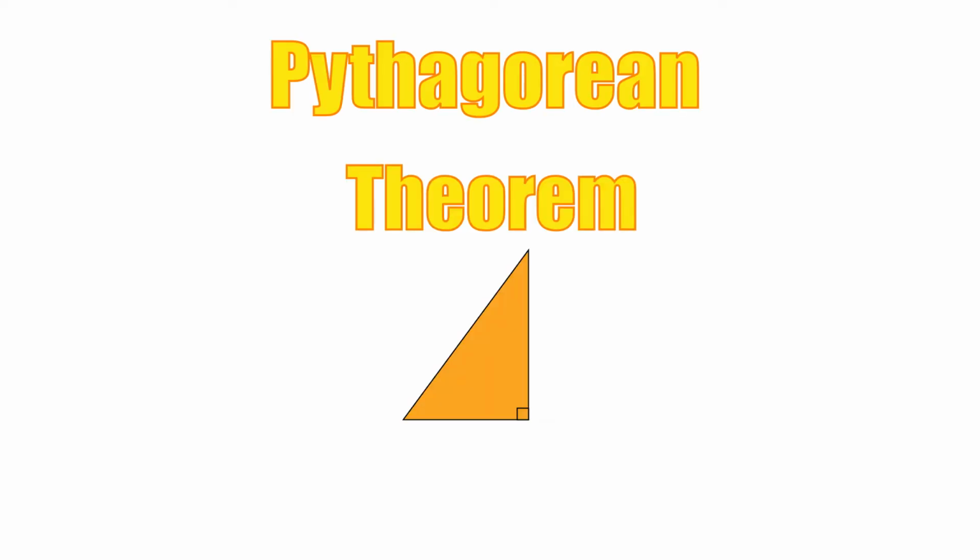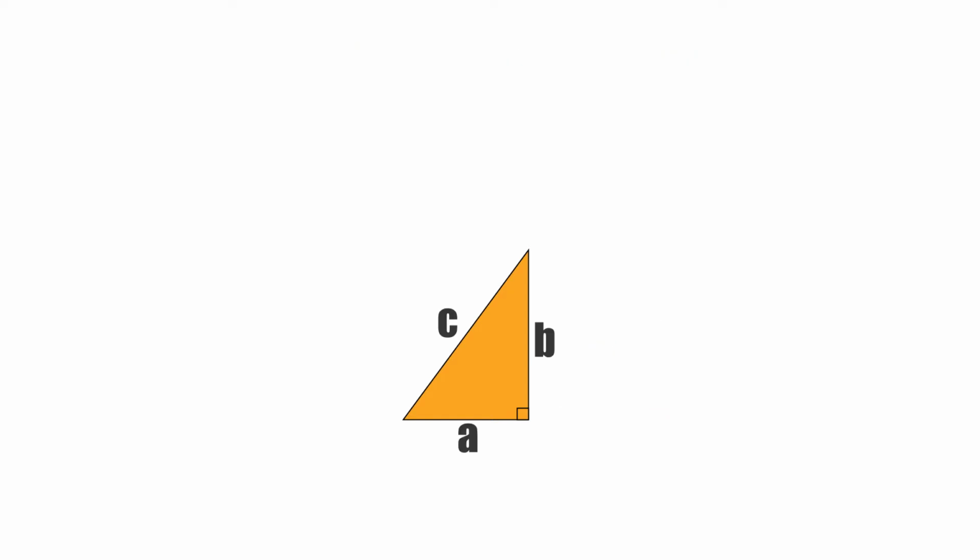This is an introduction to the Pythagorean Theorem, which applies to all triangles with a right angle. The theorem states if we name our sides A, B, and C, whereby C is always the longest side opposite the right angle, then it will always be true that A squared plus B squared equals C squared.